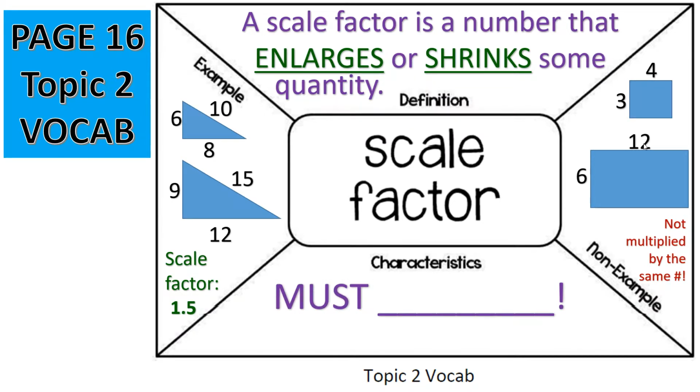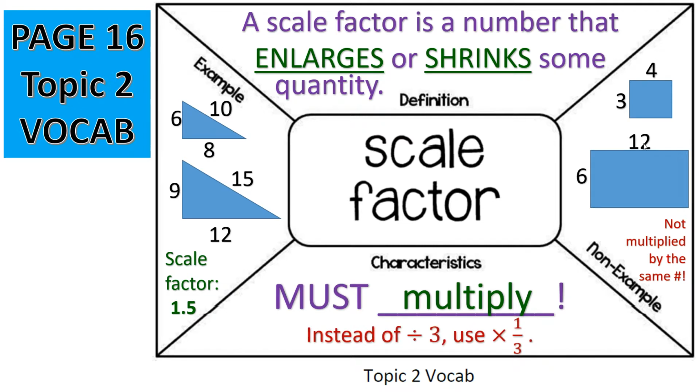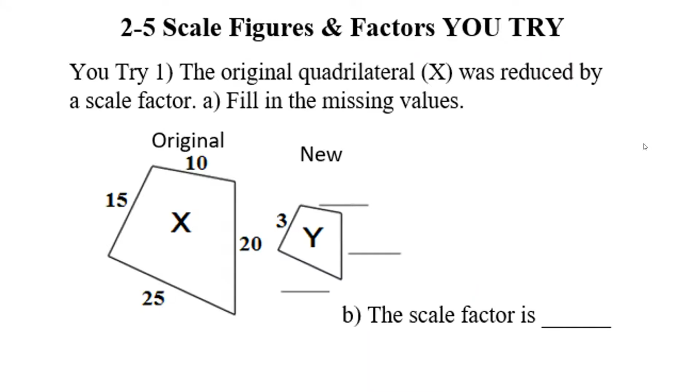On your notes, you have must blank. Well, you must multiply in order to apply a scale factor. So instead of dividing by 3, for example, you would use times 1/3. Or instead of dividing by 2, you would do times a half. So that's just another kind of example.